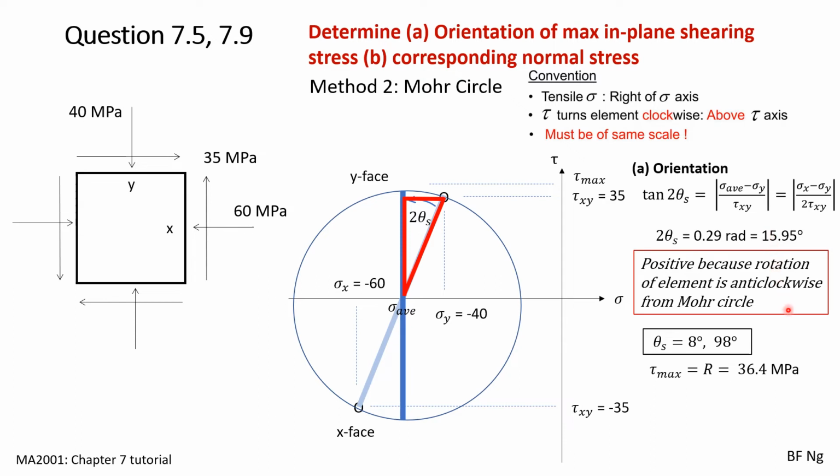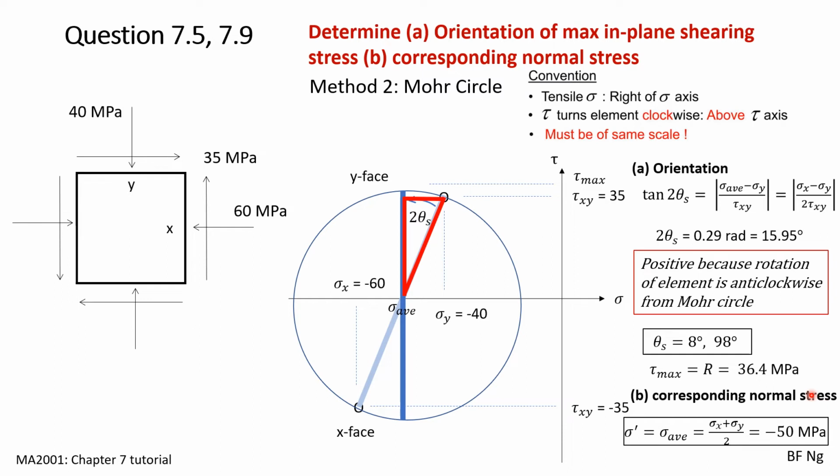For the maximum value of shear stress, it is just the radius of the Mohr's circle, which is 36.4 megapascal. The corresponding normal stress is just over here, and is sigma average, which is just negative 50 megapascal.